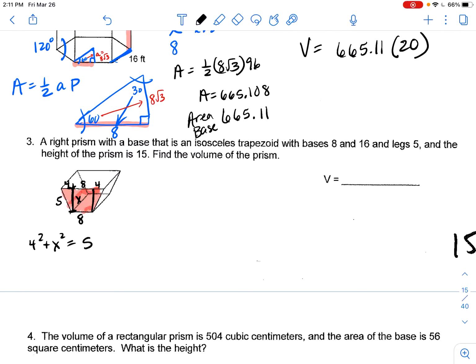4 squared plus x squared is equal to 5 squared. Hey, we should know that. That's a 3, 4, 5. X is going to be 3. That's one of our Pythagorean triples. And so you know what? I'll say h is 3.